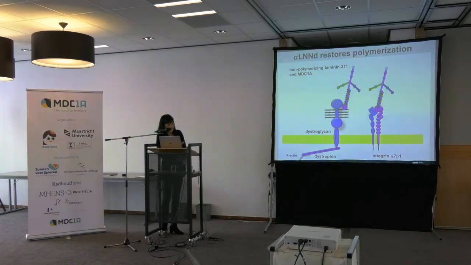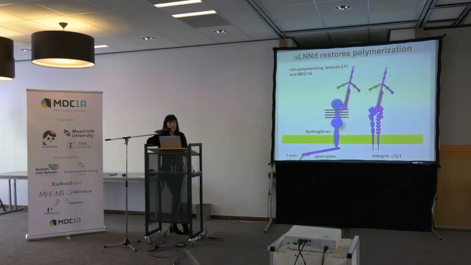And then we go to this other linker molecule, alpha-LN ND. This is what it looks like in the DY2J animals. Remember, these are the animals that are the least severely affected. They have a defect in laminin polymerization because they have a mutation in the domain that is involved in laminin polymerization, and there are also patients that have similar mutations. So in the DY2J mice, laminins cannot polymerize because they're lacking this crucial domain.